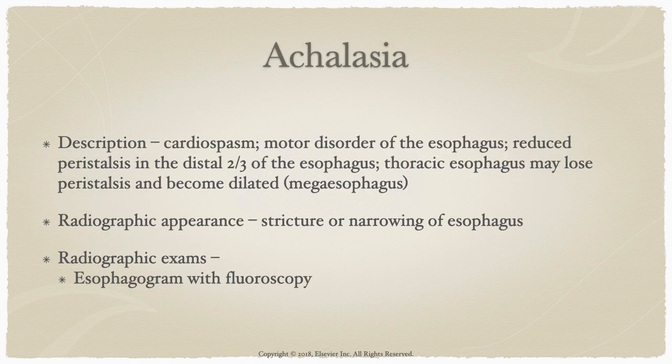Achalasia, cardiospasm, motor disorder of the esophagus. A reduced peristalsis in the distal 2/3 of the esophagus. Thoracic esophagus may lose peristalsis and become dilated. Megaesophagus is what this will look like. Stricture or narrowing in the esophagus, which makes zero sense when it just said it may become dilated, but apparently that's what it looks like. Radiographic exam is going to be an esophagram with fluoroscopy.